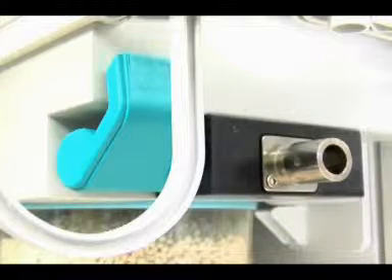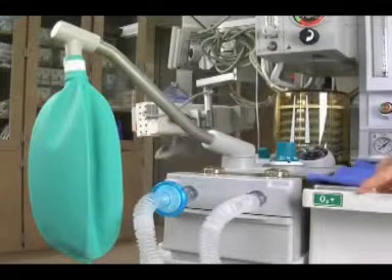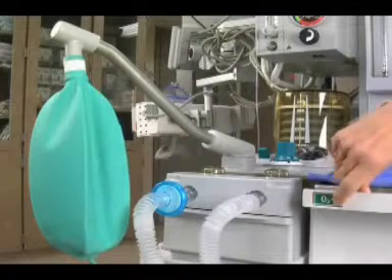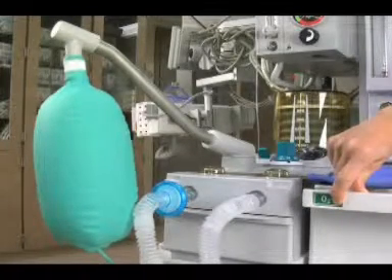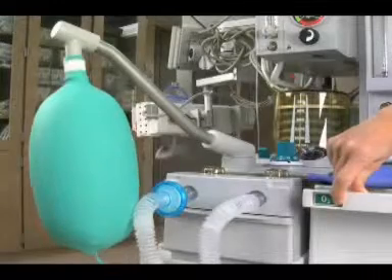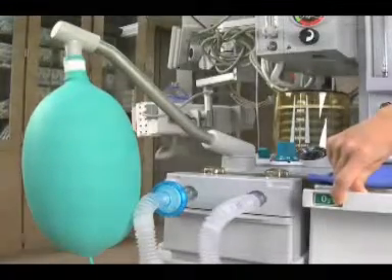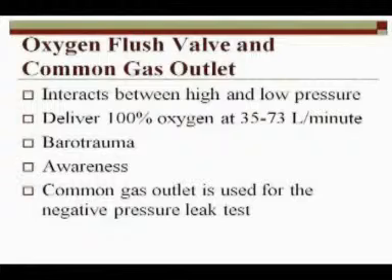The oxygen flush valve interacts between the high-pressure and low-pressure circuit. It is closed unless the operator opens it. It will deliver 100% oxygen at a rate of 35 to 73 liters per minute directly to the common gas outlet to the circuit. The oxygen flush valve has some risks.